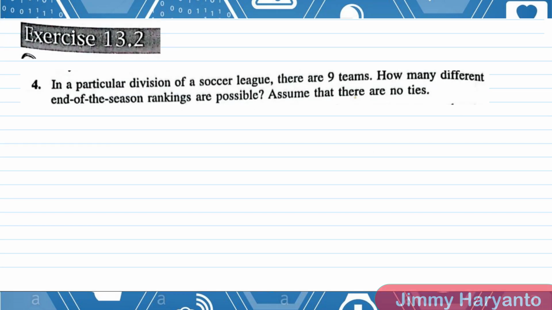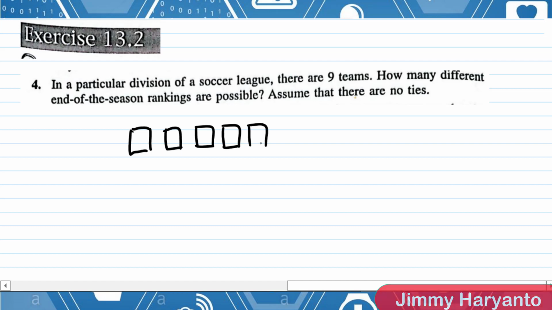In a particular division of a soccer league, there are 9 teams. How many different end of the season rankings are possible? So we have 9 rankings, right? The first rank, the second rank, the third rank, until the 9th rank. That means we have 9 boxes right here, 1, 2, 3, 4, 5, 6, 7, 8, 9. This one is for the first rank, and this one is for the 9th rank. Of course, the 9 teams can be in the first place.